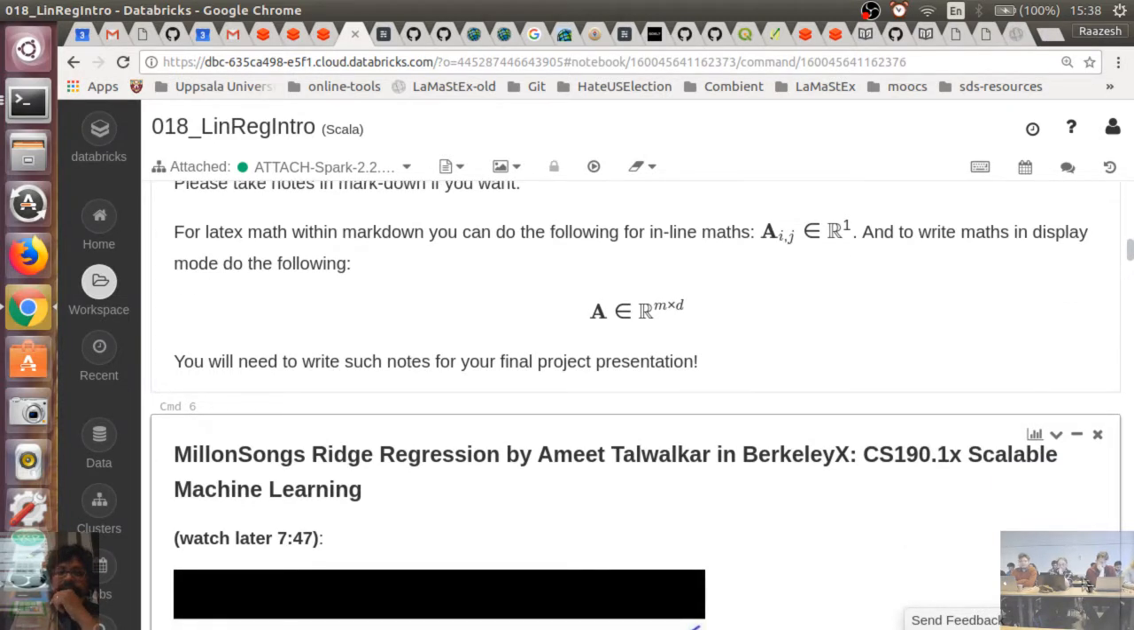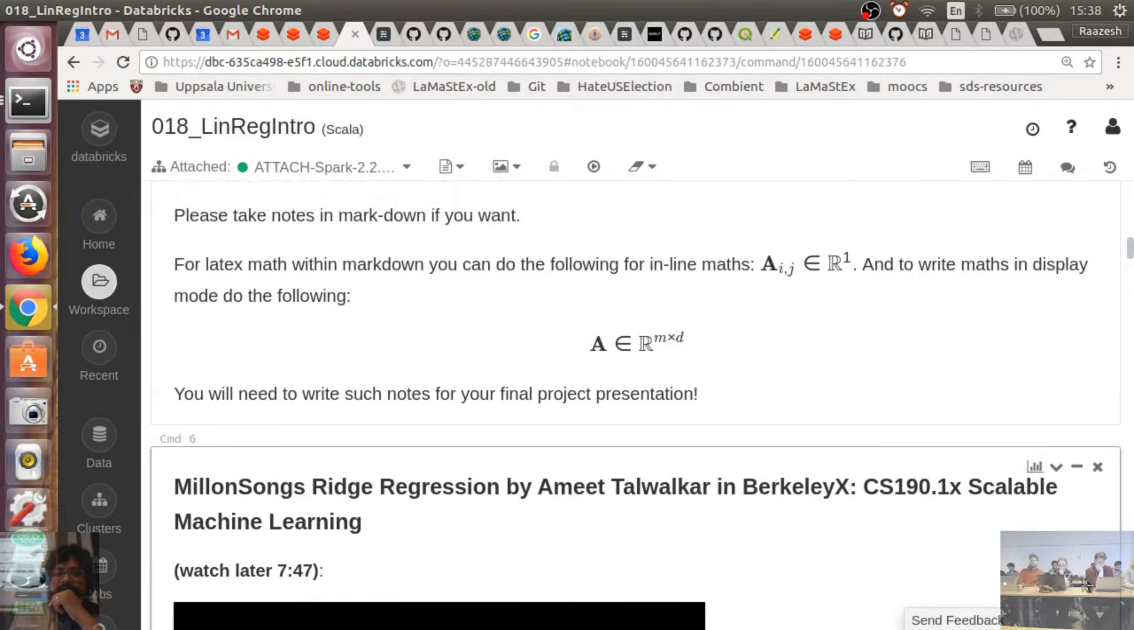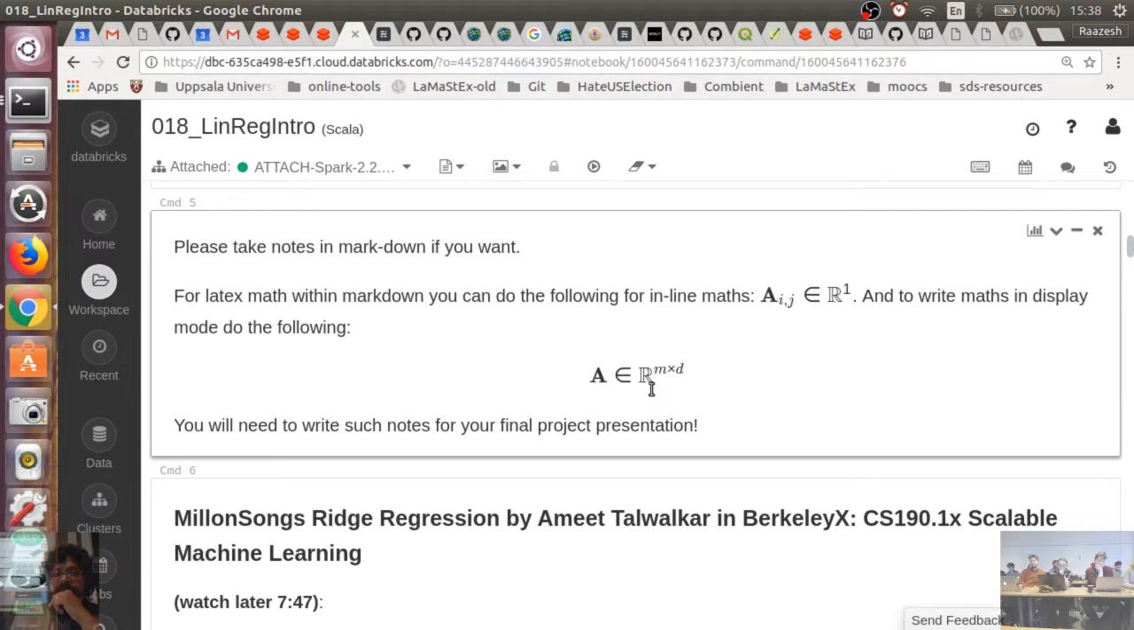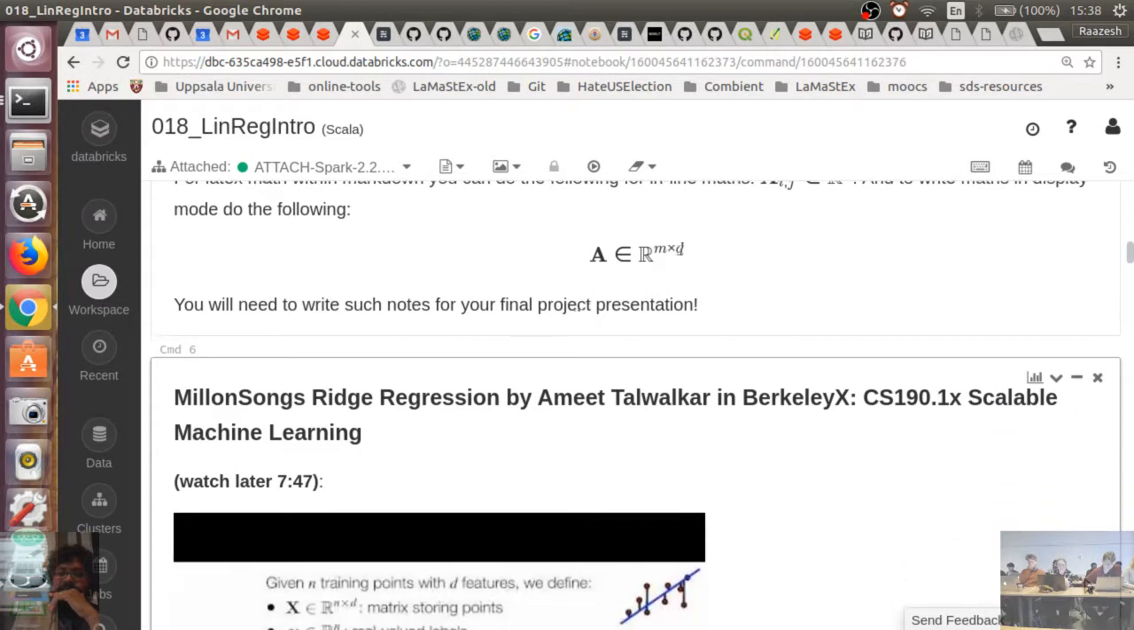So we have our matrix A, which is in R to the M cross D. So you have M rows and D columns. That's our information, our data usually. So D will be the number of features.